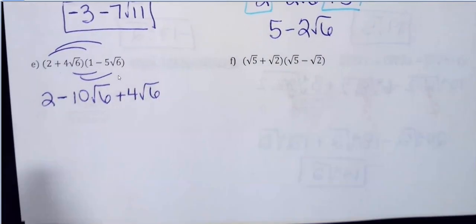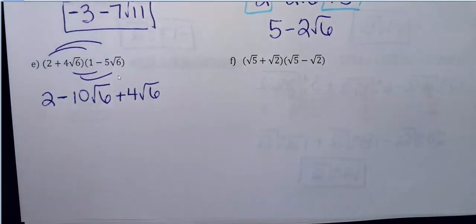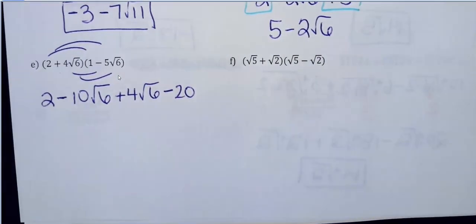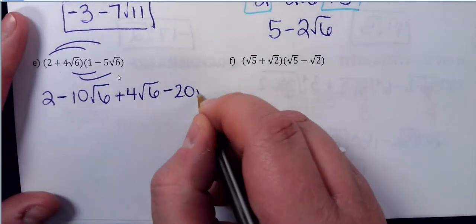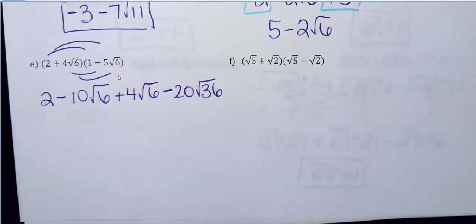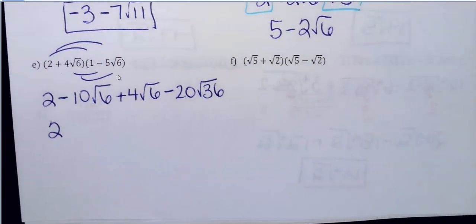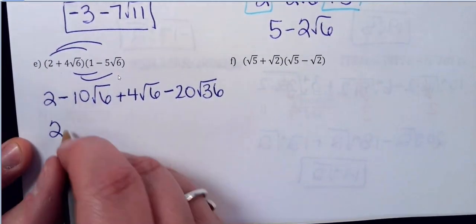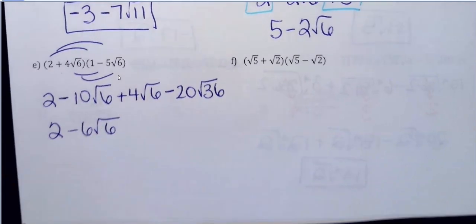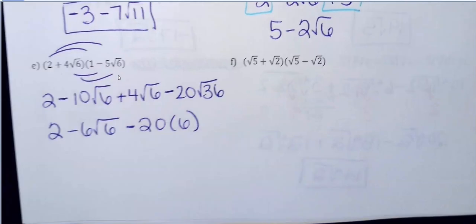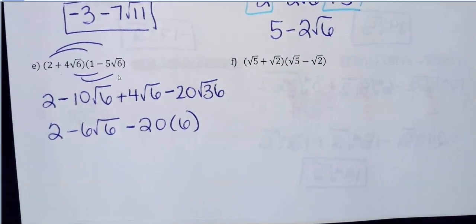Now for that last term, you're going to multiply the numbers on the outside. So 4 times negative 5 is negative 20. And then you can also multiply the radicals together there. Radical 6 times radical 6 would be radical 36, which is going to be a perfect square. In the middle here, you can combine like radicals. Negative 10 and 4 would give you negative 6 roots of 6. On the end there, you really have negative 20 times 6, because 36 is a perfect square.